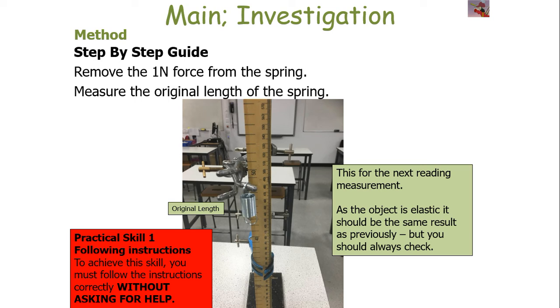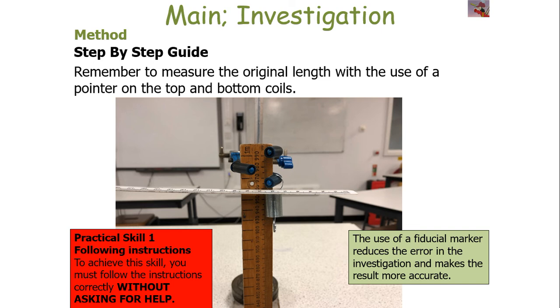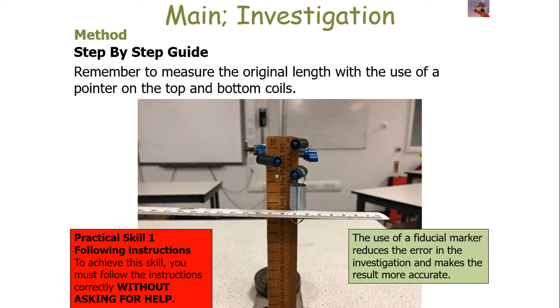Now, this is the next reading measurement. As the object's elastic, it should be the same result as previously, but you've always got to check to ensure that's the case. Again, you'll then measure the original length, using a pointer or a fiducial marker on the top and the bottom coils.